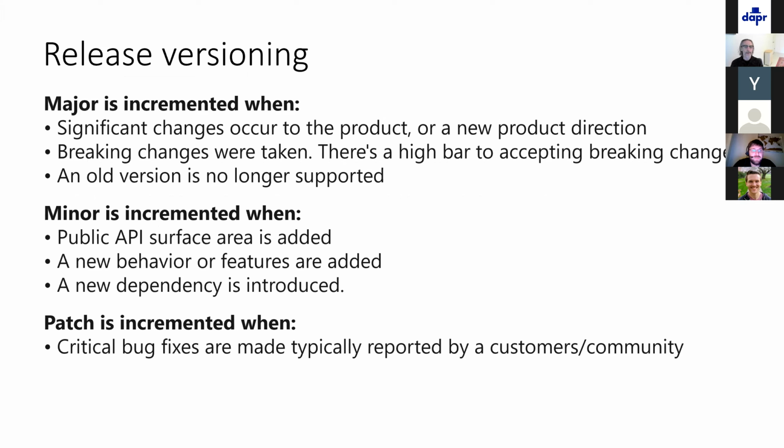Effectively, major versioning happens very, very infrequently. That will only happen when we see significant changes in the product, or if there are breaking changes that we have to take that are significant.